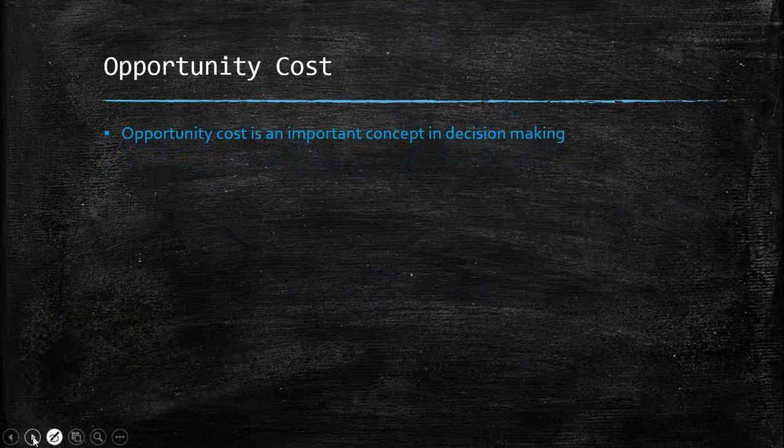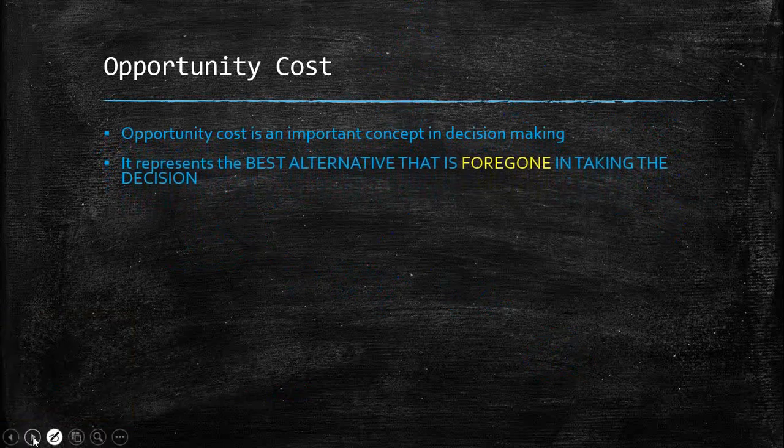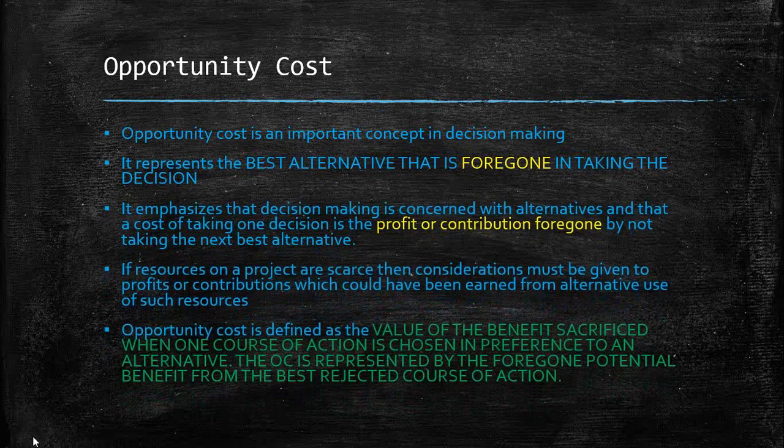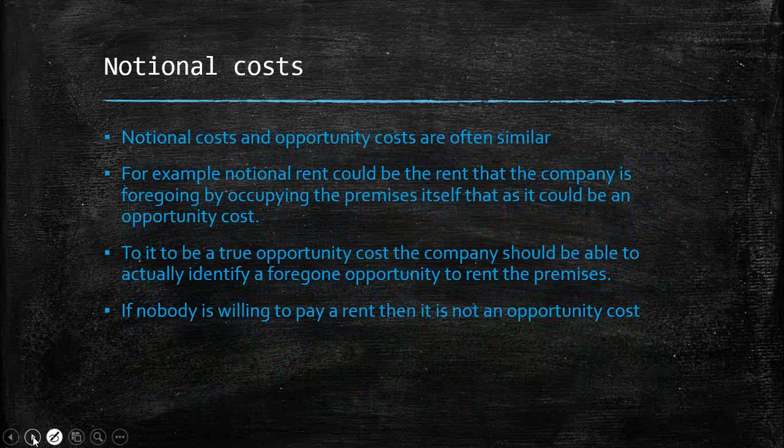So this is what we call the opportunity cost. As I said, it's basically the foregone profit, and that is what we call the best course of action. Then we have something called notional cost. Notional cost and opportunity costs are somewhat similar. Now it's like a rent, right?